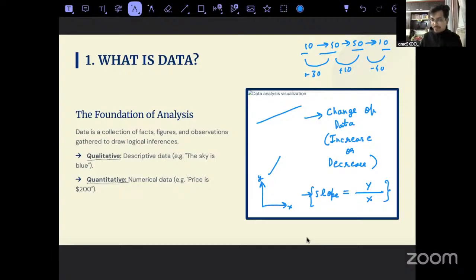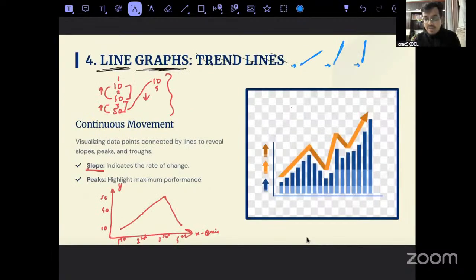Waiting. Okay, let me change this. Let's go to line graph. Any doubt for anyone?